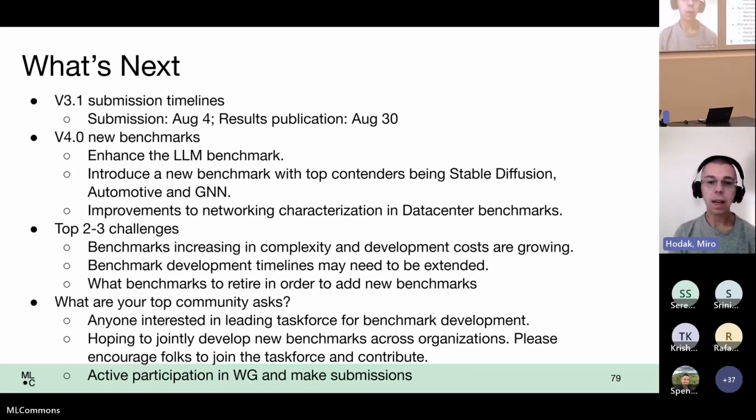So, top community asks: as I said, we're going to have an LLM task force and a task force for the new models. This is something that we need help with. So please, if you are interested and if you can help, please sign up for the task force. This is a collaborative effort, so we'll need more contributions from other organizations. Please contribute. And very importantly, the main participation is within the working group where all of these things are being discussed in detail, and of course, make submissions if you can.